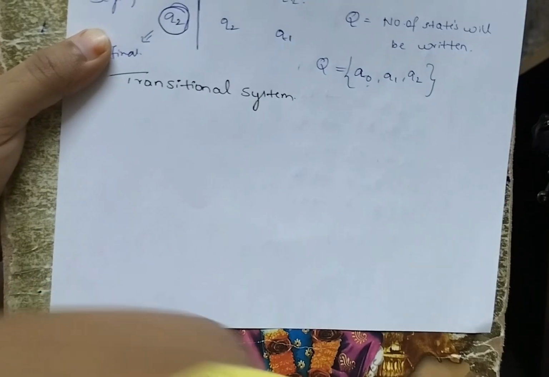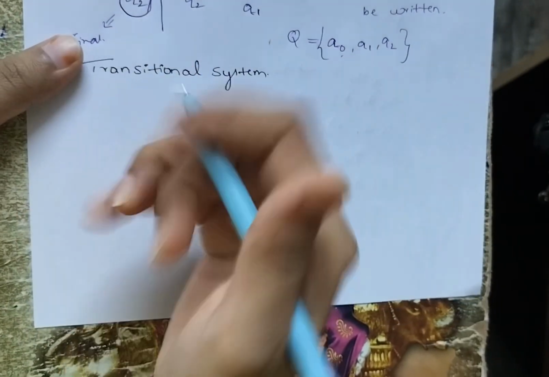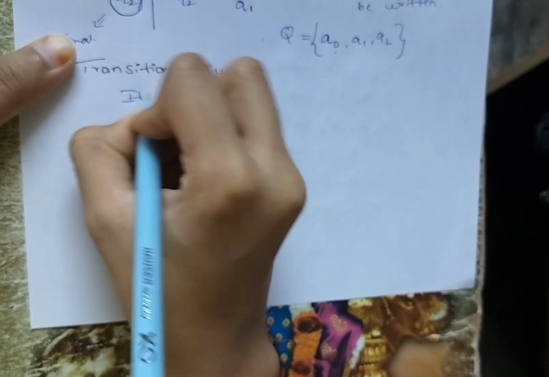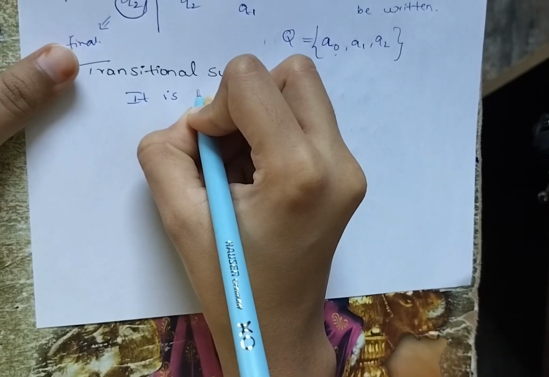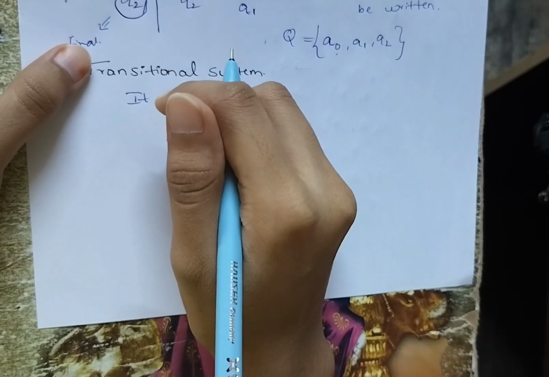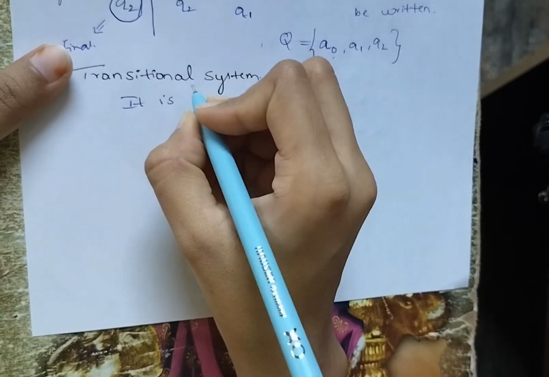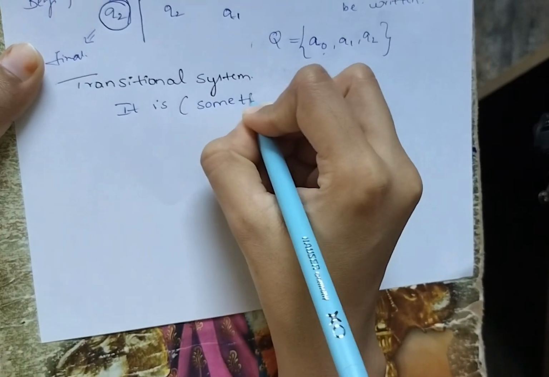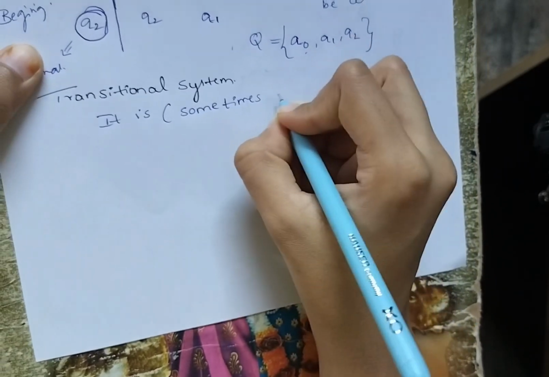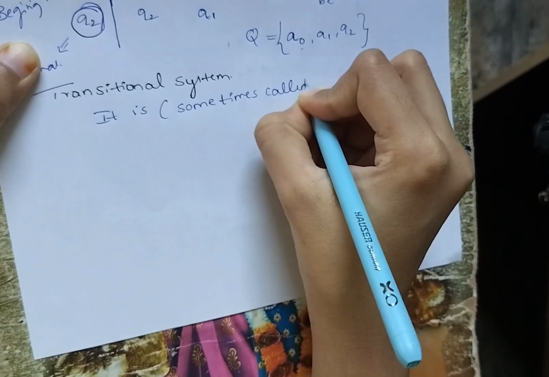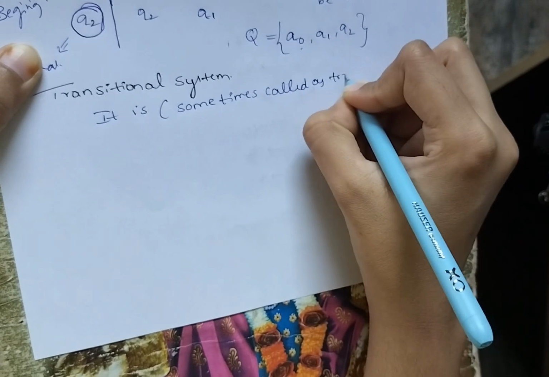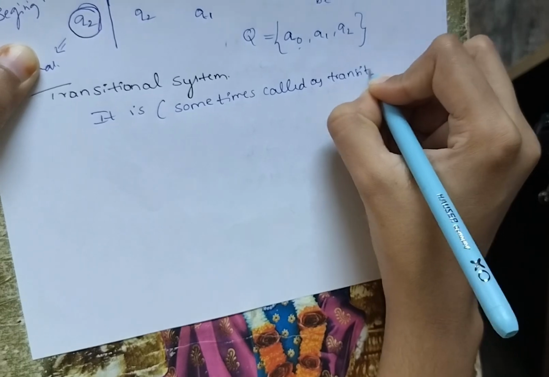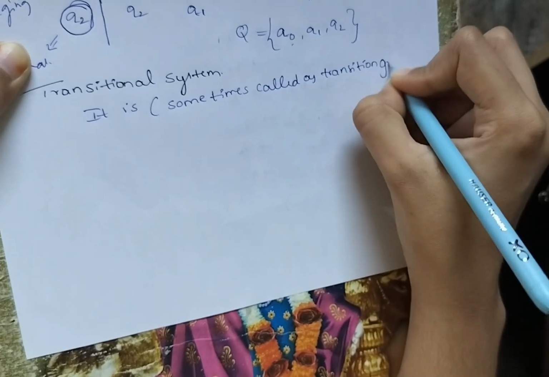So let us write some theory on the transitional system. It is sometimes called a transition graph.